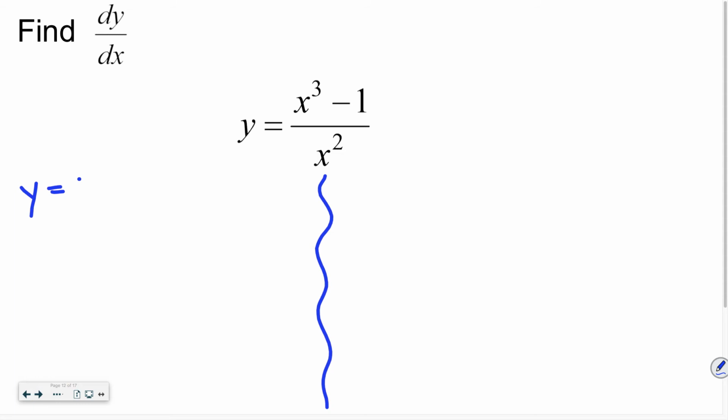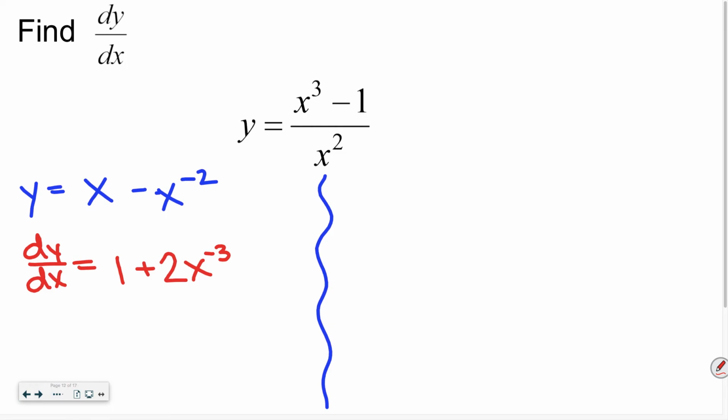Okay, Eli, do you agree that both terms are being divided by x squared? Yeah. So what's x cubed divided by x squared? X. And then 1 divided by x squared, we would write as x to the negative second. So our derivative would be 1 plus 2x to the negative third.